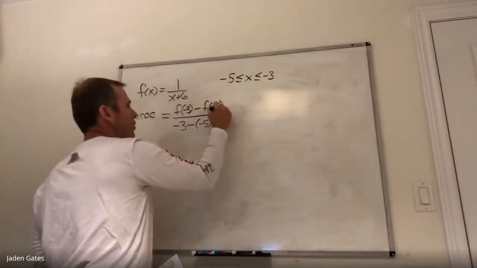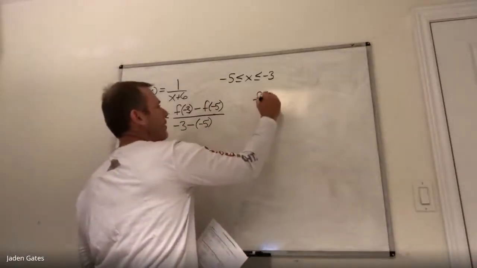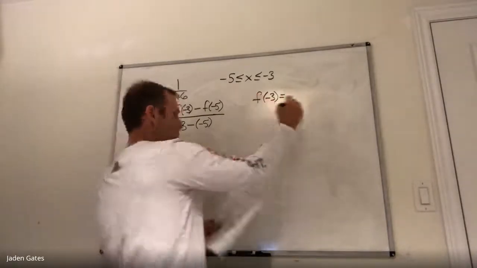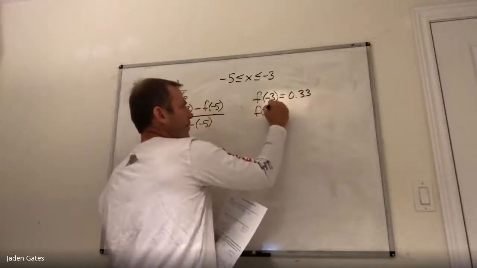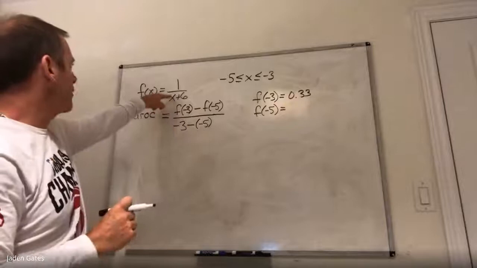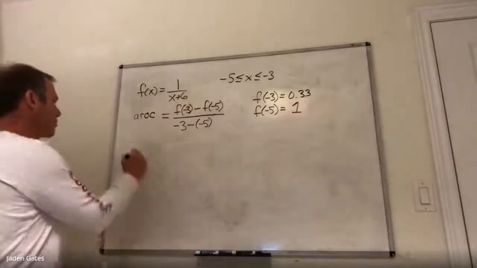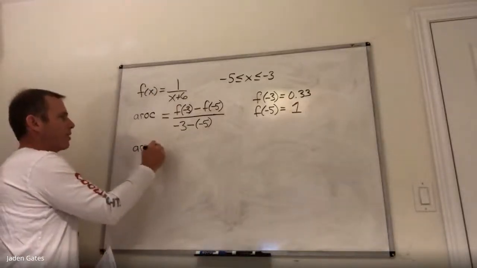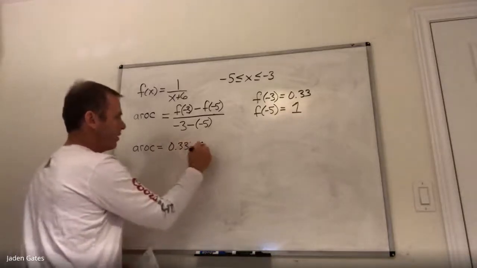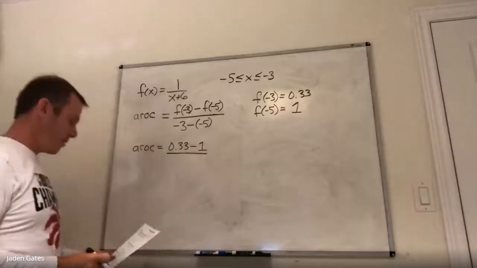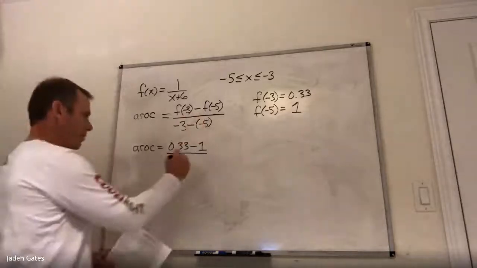Now, I've already done that, so I don't want to go through the crazy details. I've already found that f of -3 is 0.33, 1/3. And I've also found that f of -5, when I plug in -5 into my function here, I just get a 1. All right, so I substitute those values in for my average rate of change. So again, I got 0.33 minus 1. And on the bottom we got -3 minus -5, minus signs come together, plus, so it should be a 2 on the bottom.